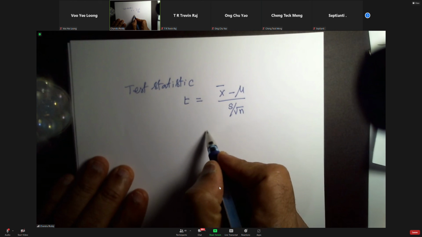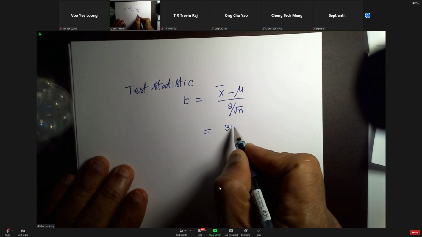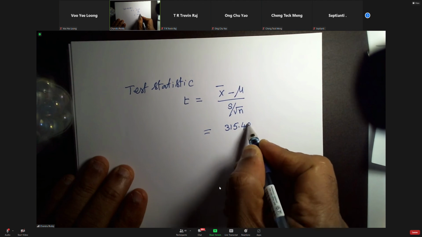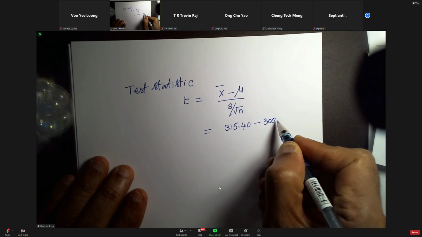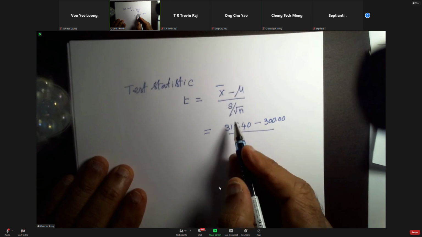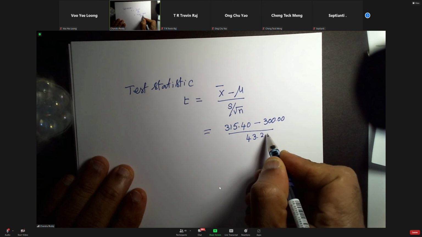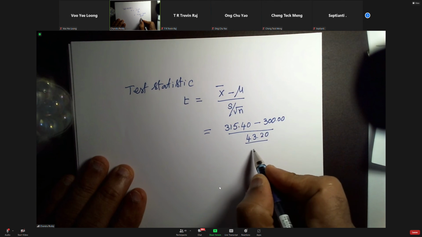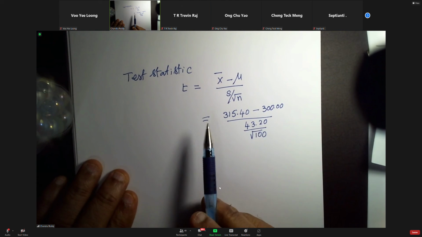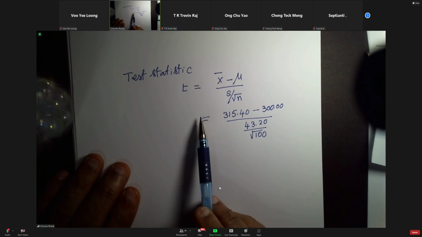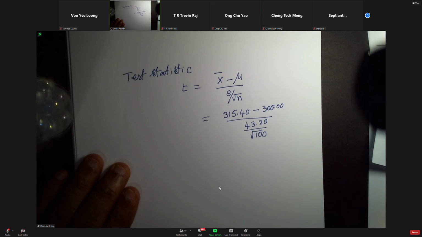So what is the X bar value given? The sample mean is $315.40. The population mean is $300. The sample standard deviation given is $43.2. The sample size is 100. So we can do this calculation for the T statistic like this: X bar minus mu over S over square root of N.